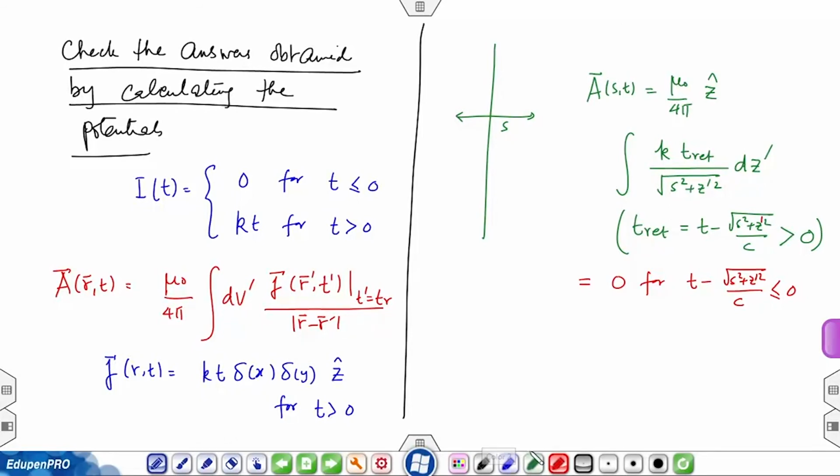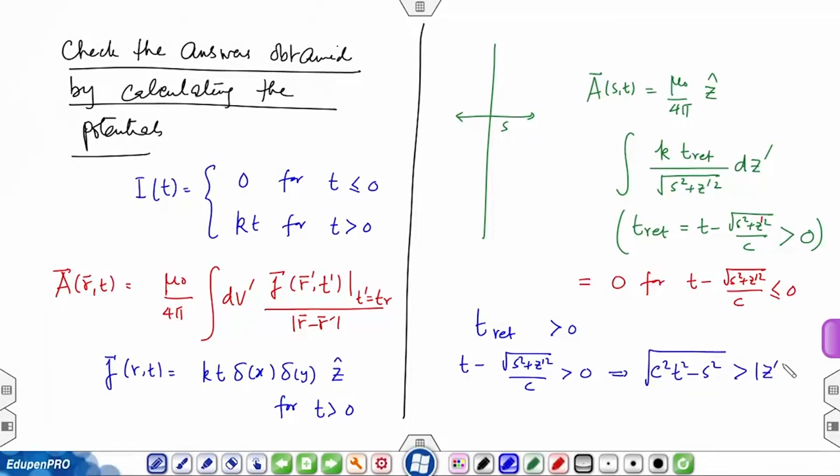Since I want t retarded to be greater than 0, this again means t minus square root of s square plus z prime square over c greater than 0, and this implies that square root of c square t square minus s square is greater than mod of z prime.